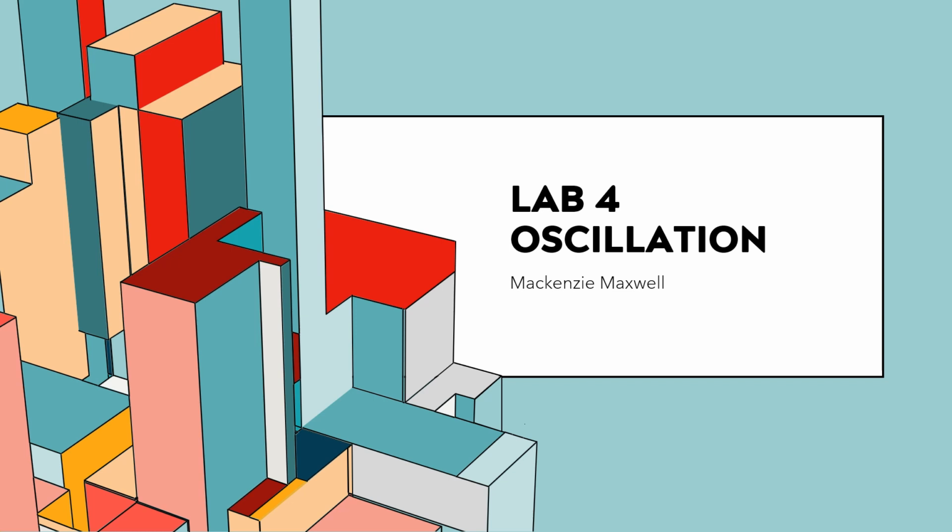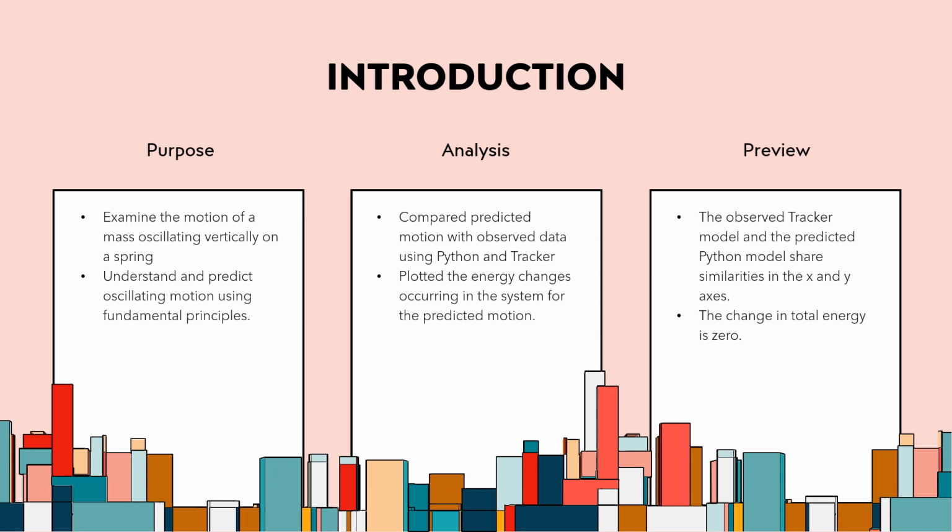My name is Maxwell, and this is my Lab 4 on oscillation. The purpose of this lab was to examine the motion of a mass oscillating vertically on a spring and understand and predict oscillating motion using fundamental principles.